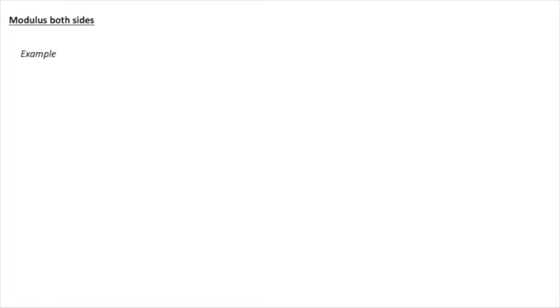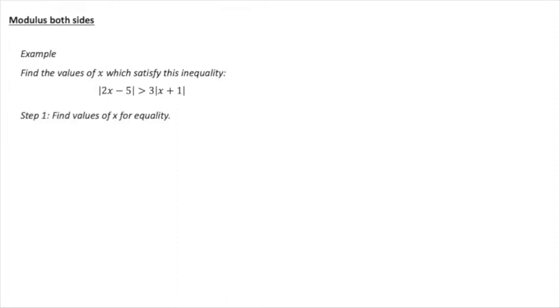Modulus both sides. Okay. Find the values of x which satisfy this inequality. Now this is getting a bit nasty. We've got moduluses both sides, so that means there's going to be reflections going on for both graphs and all sorts of things might happen. So let's go through it step by step. First step, find values of x for equality. So we're going to find where these graphs do cross.